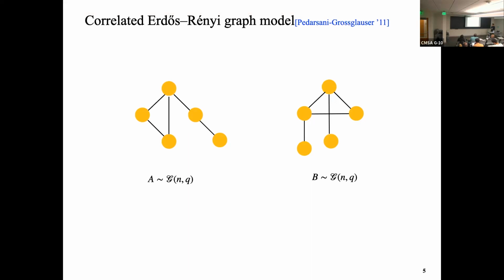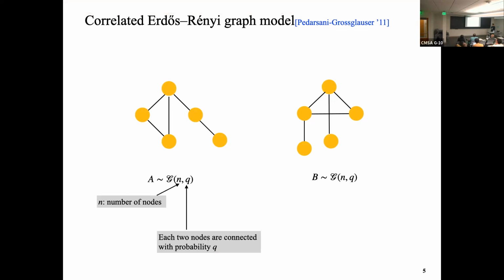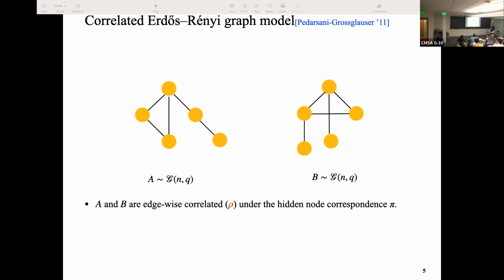And such a model was proposed by Pedarsani and Grossglauser 12 years ago. So here I have two instances of graphs. Both are drawn from G(n,q), the Erdős–Rényi graph with n nodes and edge density q. But the edges are essentially pairwise independent. So that's the name of the correlated ER graphs, with some correlation coefficient rho, right? So if you look at, let's say, A_ij and B_ij, they are individually Bernoulli(q) with correlation coefficient rho. And of course, that's when you actually know the node correspondence. If you do not know it, it will be the situation where A_ij and B_{pi(i)pi(j)} are correlated Bernoulli(q)s.